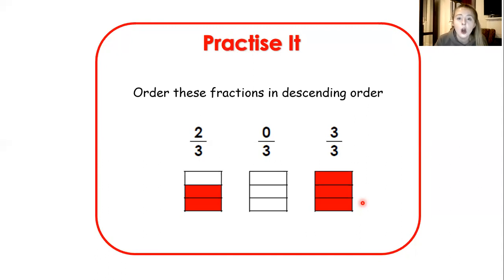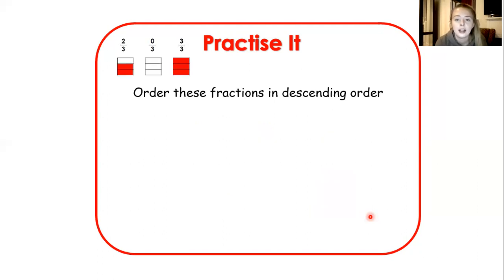Okay, so because it's descending order, we start with the largest fraction on top of the numerator. So, which was our largest fraction? It was 3/3, wasn't it? Because all 3 of those thirds are shaded, aren't they? The whole rectangle is shaded.